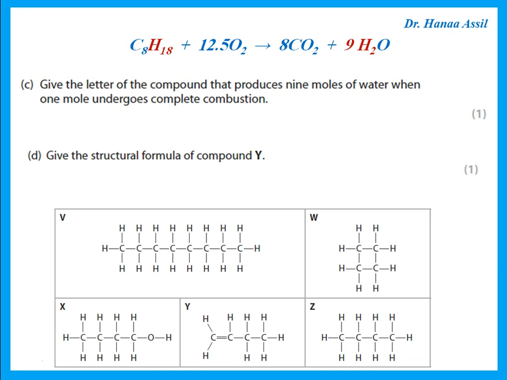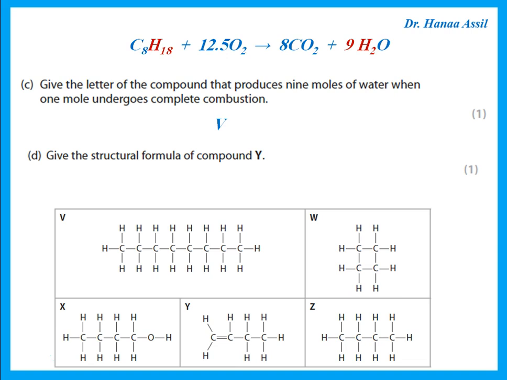If it has 18 hydrogens, then it must have 8 carbons because they are alkanes, and the alkanes have CnH2n+2. So which one applies to this? So that is V. The others, if you try doing them, they will not give 9 when you balance the water.